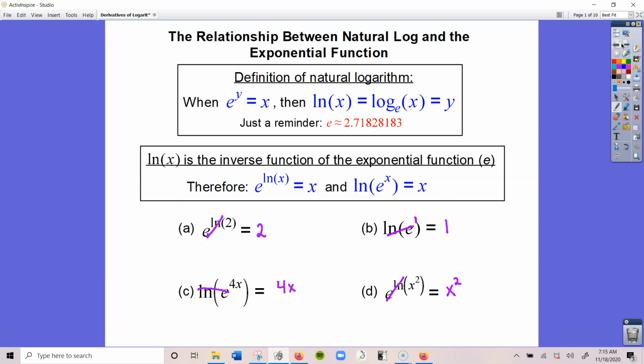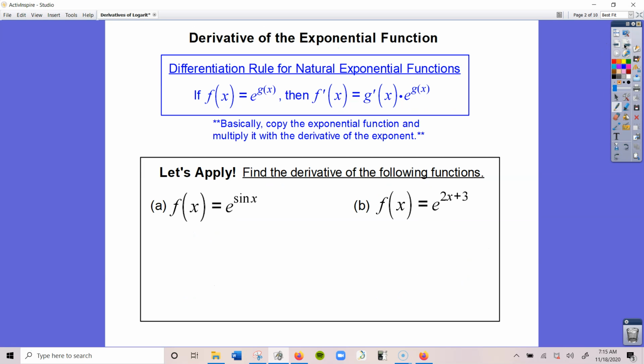So now let's look at how to find the derivative of e. If you have e raised to some function, then the derivative would be the derivative of the exponent multiplied by e raised to that function. So basically, when you're finding the derivative of anything with e, you just copy down the exponential function and multiply it with the derivative of the exponent. So let's try this out.